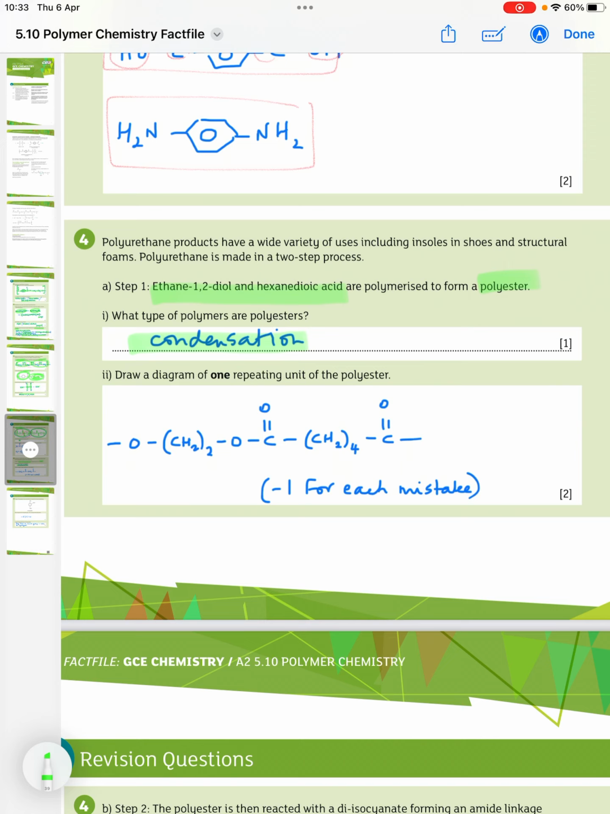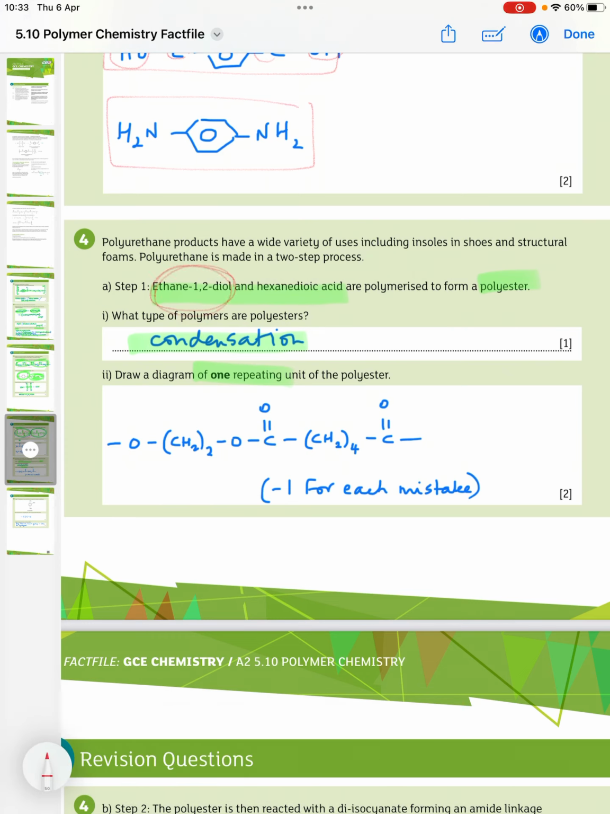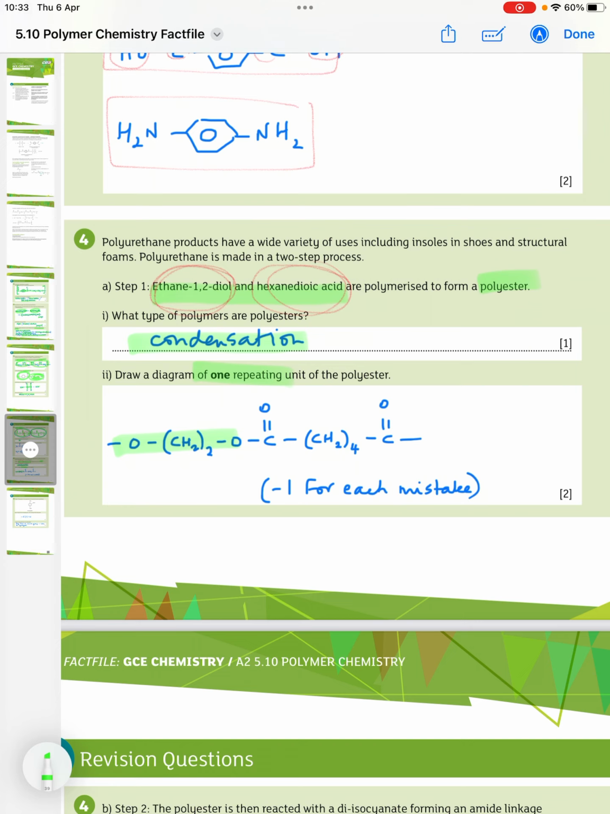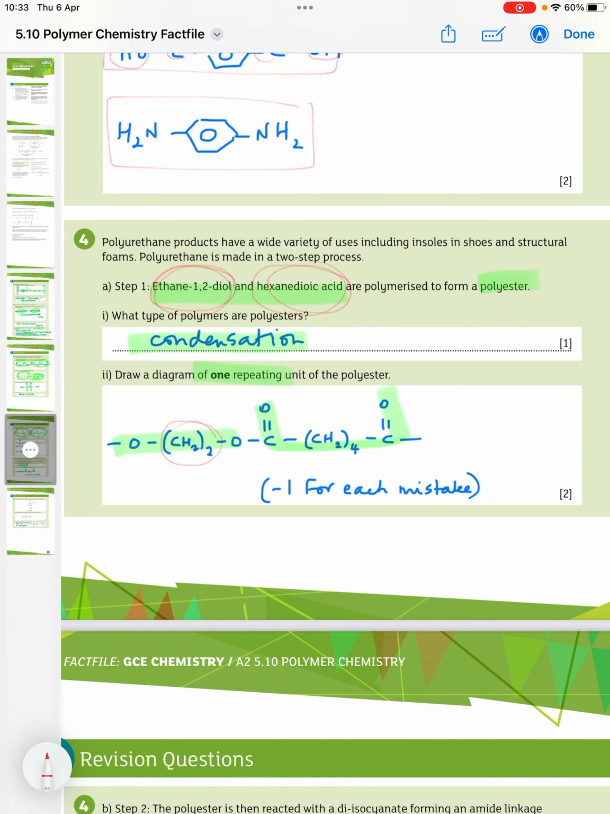Draw a diagram of one repeating unit of the polyester. We're looking at these substances here, the ethane 1,2-diol and the hexane dioic acid. So we have O, CH2 twice, O, C double bond O, CH2 4 times, and C double bond O, and you would lose a mark there sadly for each mistake. So just take care with these as usual.